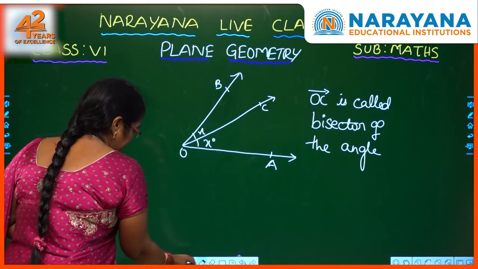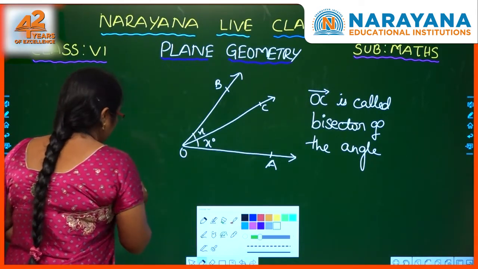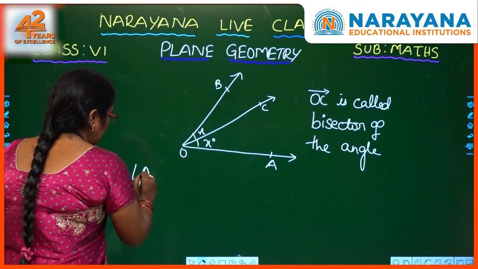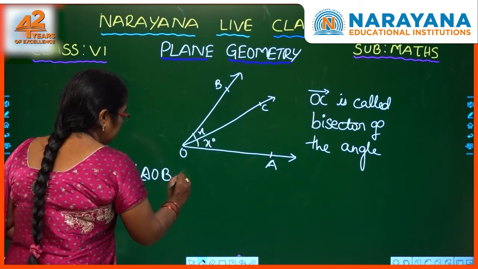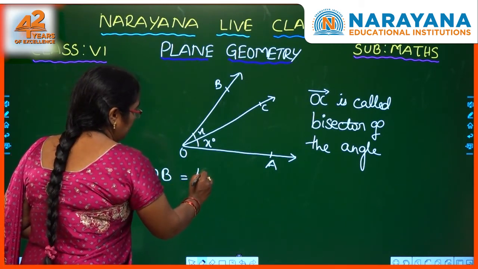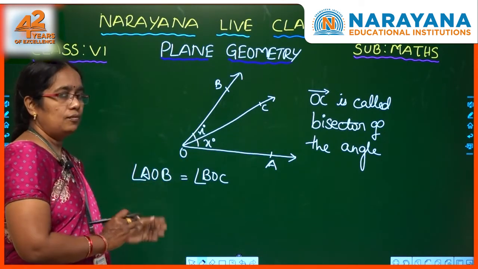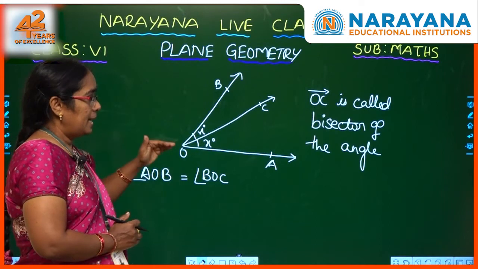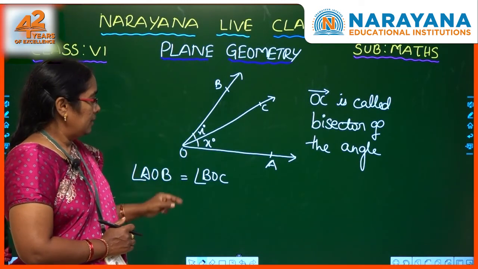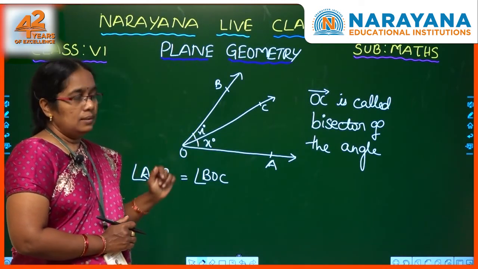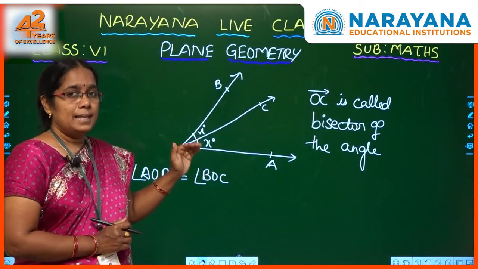So angle AOB is equal to angle BOC. These two angles are equal. Therefore, we can say OC is bisecting the angle AOB. So what is OC called? It is called the bisector.